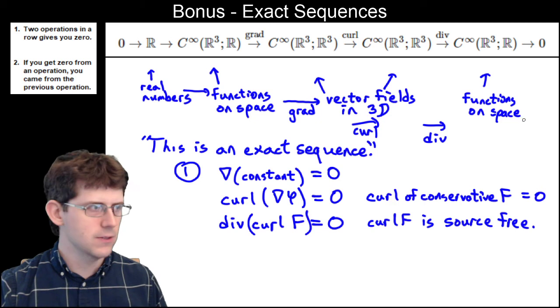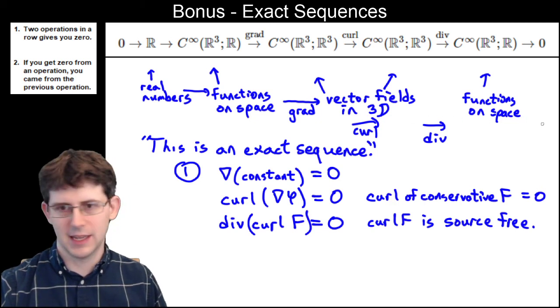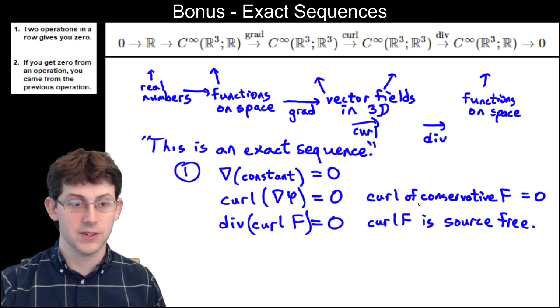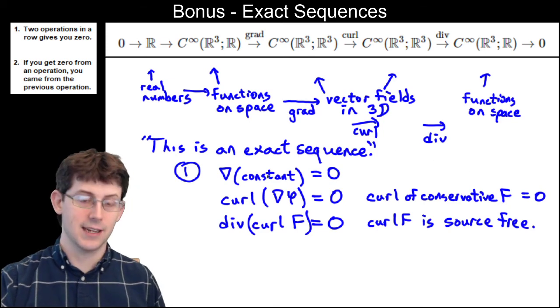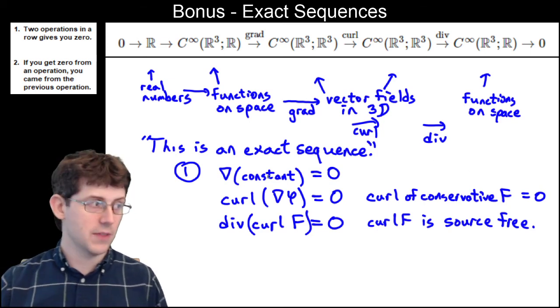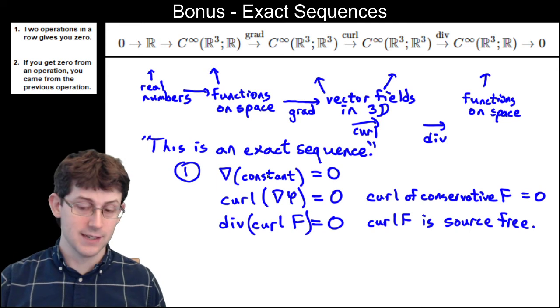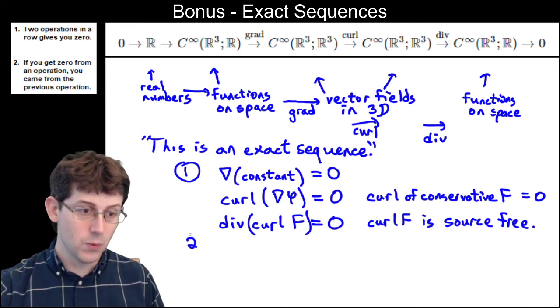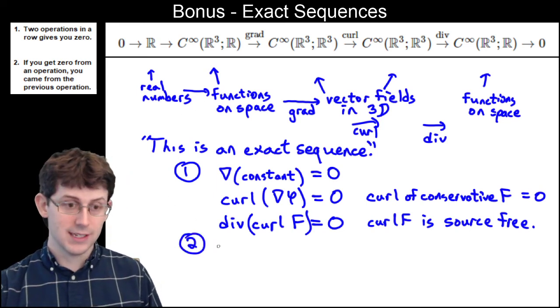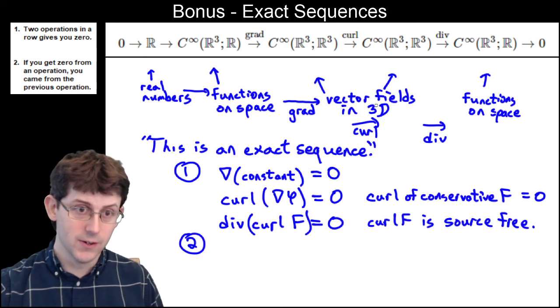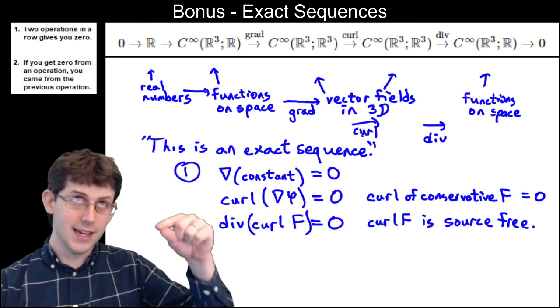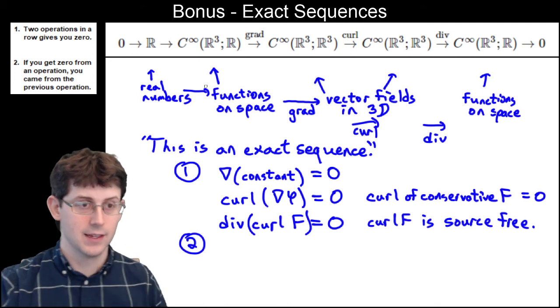What about the last 2? Oh, the last 2 just say that if you turn something into 0, then it's 0. Okay, so that's not so interesting. But these 3 facts are big facts in chapter 17, and they're all written in this exact sequence. That's just number 1. Number 2 says if you ever get 0, that means you have secret knowledge that you came from somewhere. So what about this one?